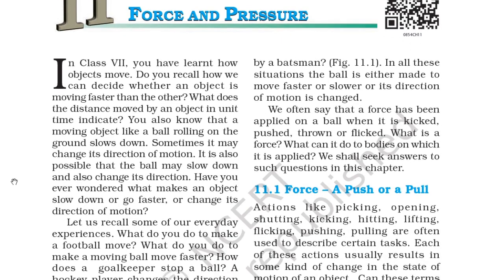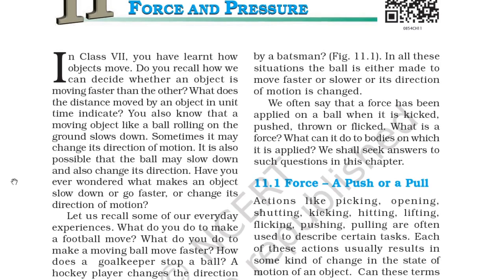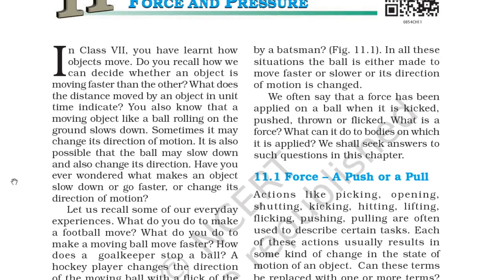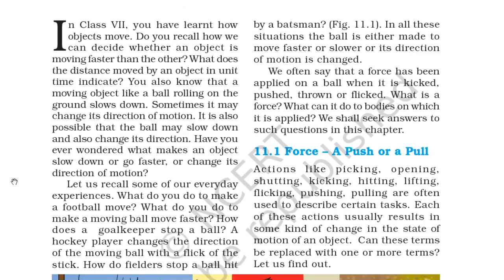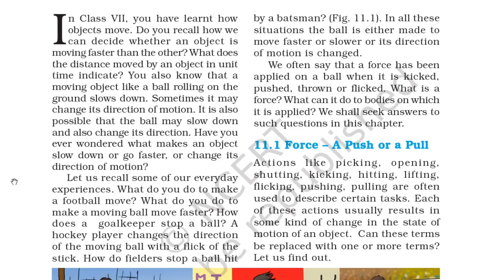You also know that a moving object like a ball rolling on the ground slows down. Sometimes it may change its direction of motion. It is also possible that the ball may slow down and also change its direction. So have you ever wondered what makes an object slow down or go faster or change its direction of motion?